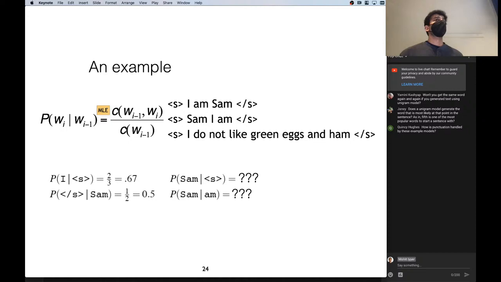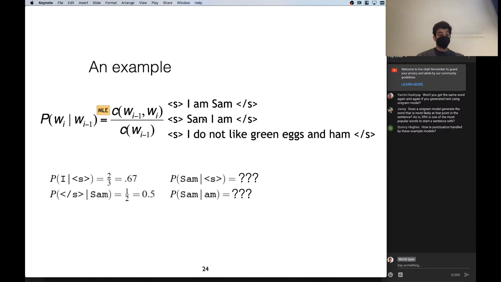But let's say I have these three sentences, and I'm interested in these bigram probabilities. Let's start with this one, the probability of I given the start of sequence symbol. So how do I do this? I will look for all occurrences of the start of sequence symbol, the prefix. So I found three of them.